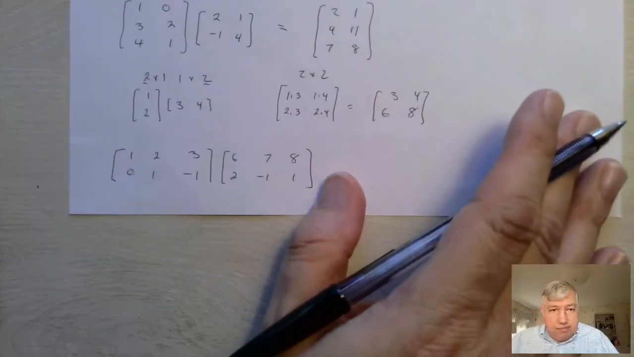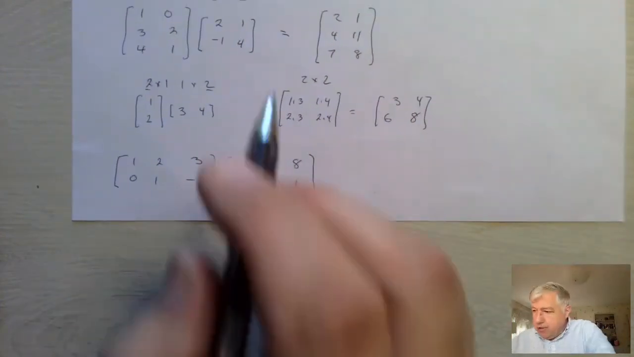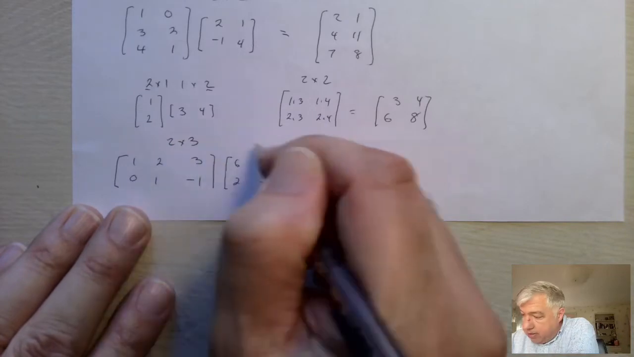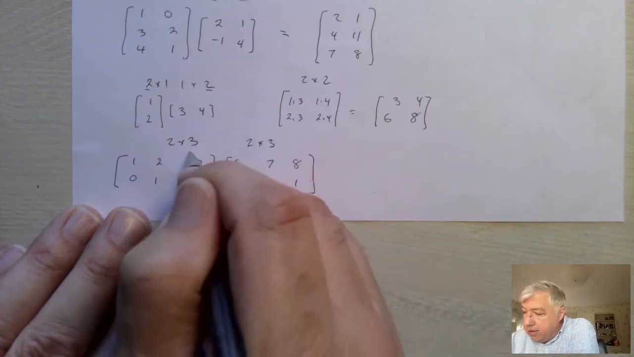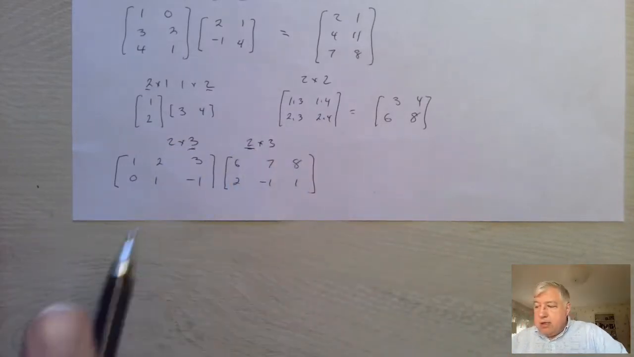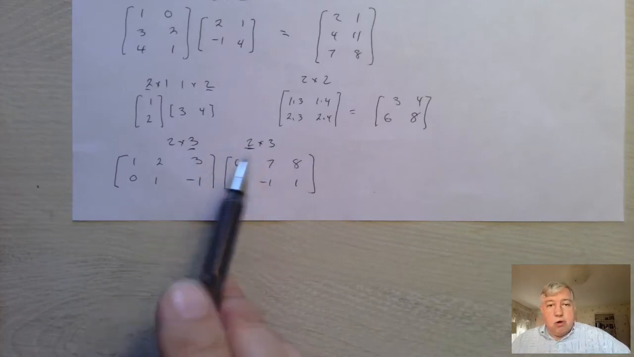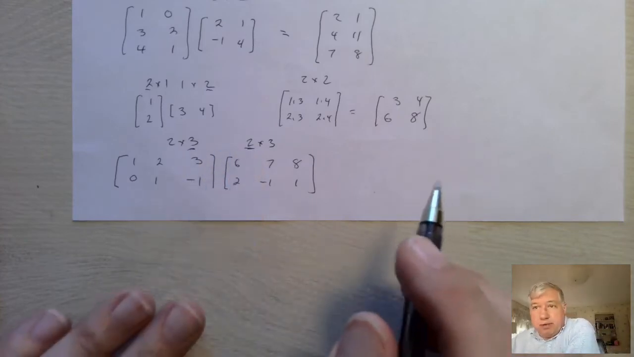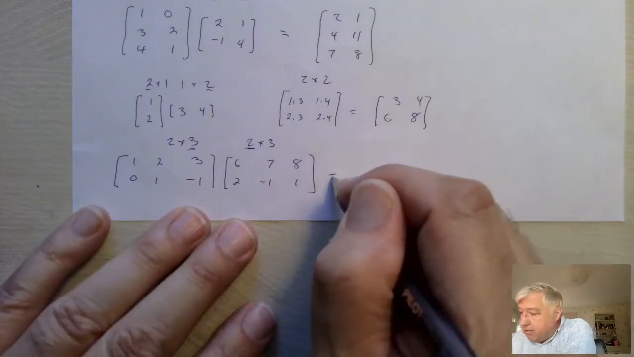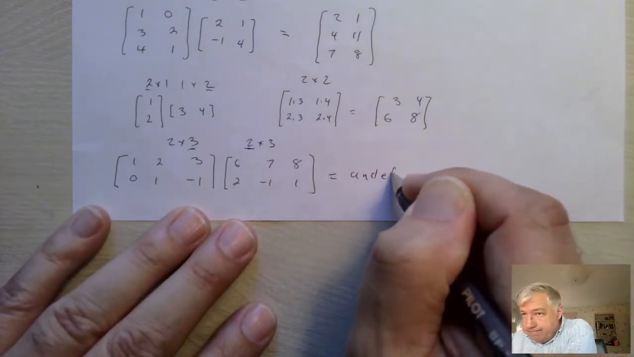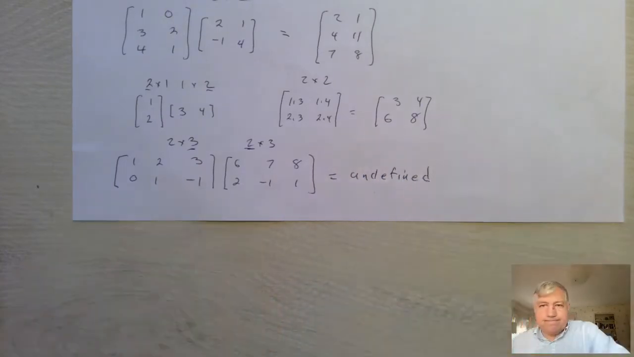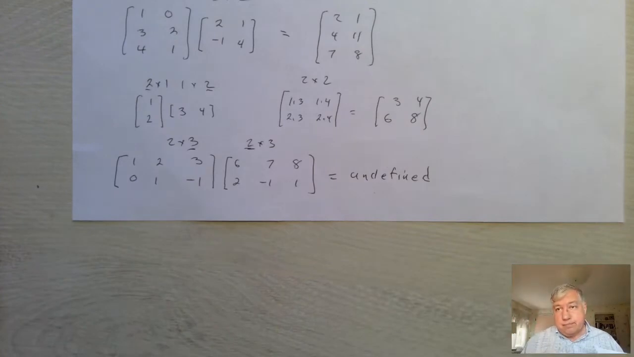This next example, this is 2 by 3. This is also 2 by 3. In this case, the number of columns here is different from the number of rows. So there's no way we can multiply this. This doesn't make any sense. So this is undefined.